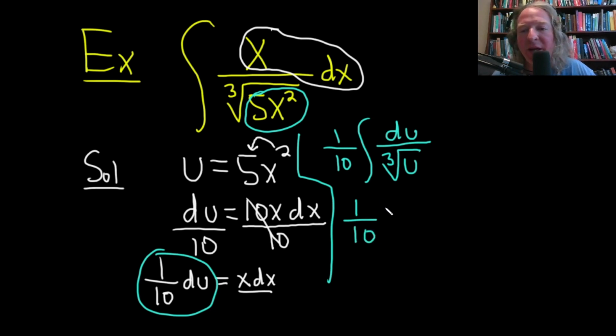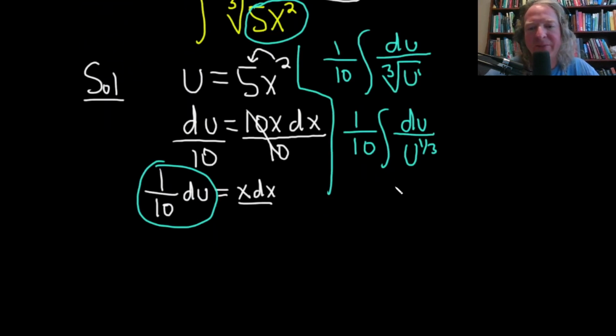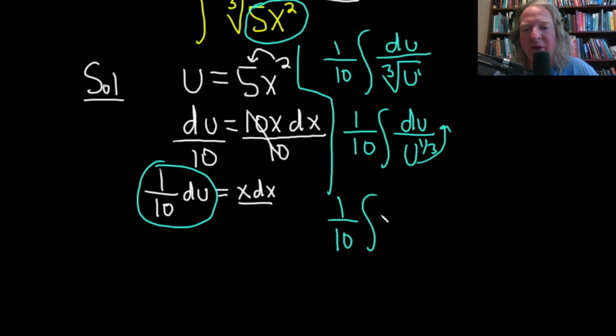Okay, and so now we can rewrite this. We want to write this as u to a power so we can actually integrate it. The integral of du over, there's really a 1 here, and it's u to the 1 over 3. So this is u to the 1 over 3. Boom, really nice. And now we can bring it upstairs and make it negative. So it's 1/10 u to the negative 1 over 3 du.